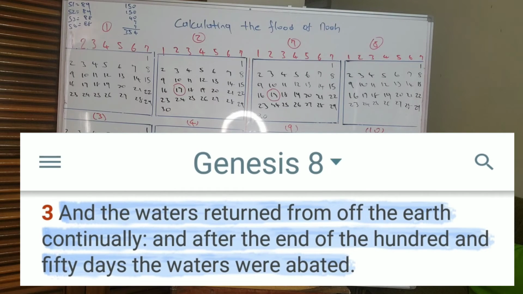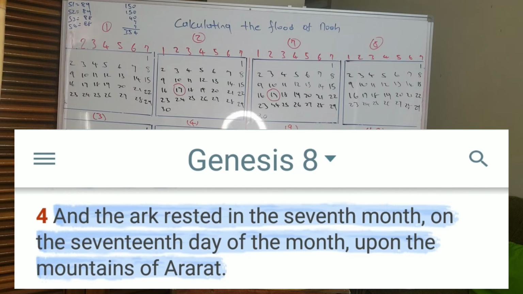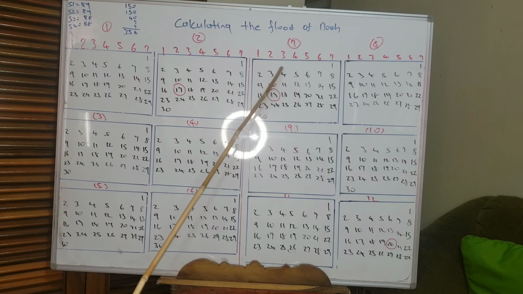And the waters returned from off the earth continually, and after the end of 150 days, the waters were abated, and the ark rested in the 7th month and the 17th day of the month. So at this point, Noah was here in Mount Ararat, right? The 7th month, the 17th of that month.